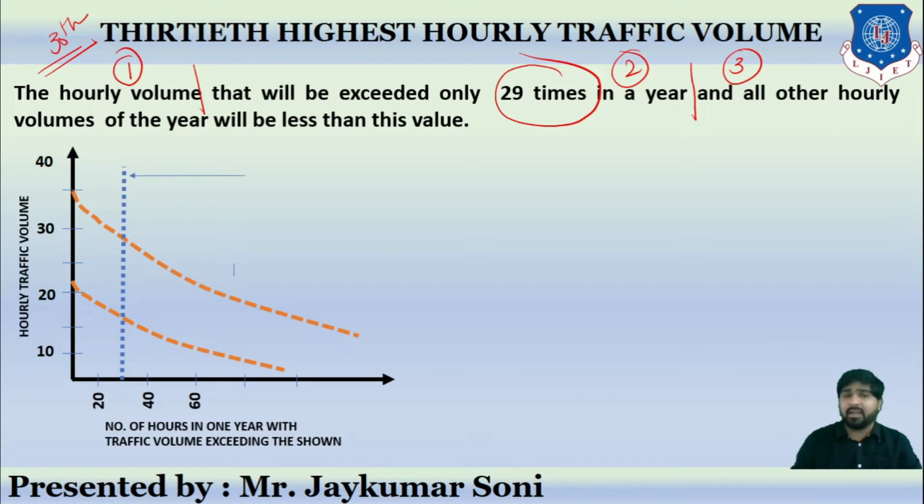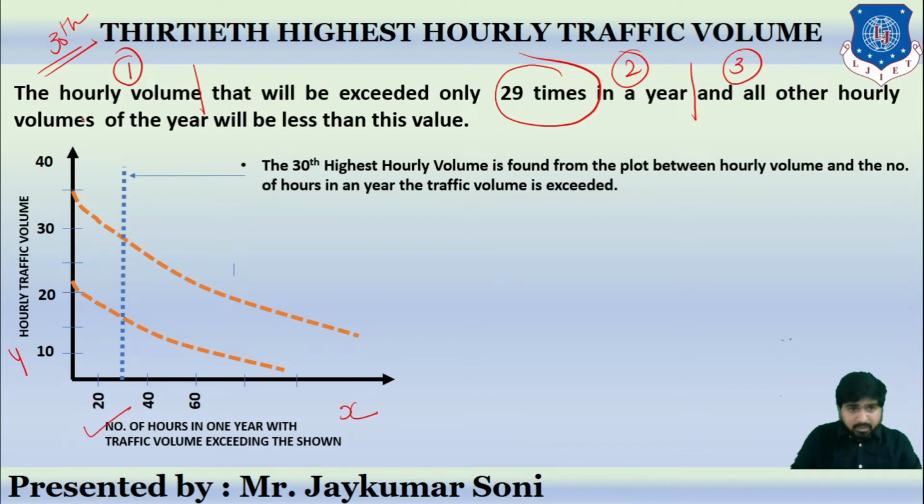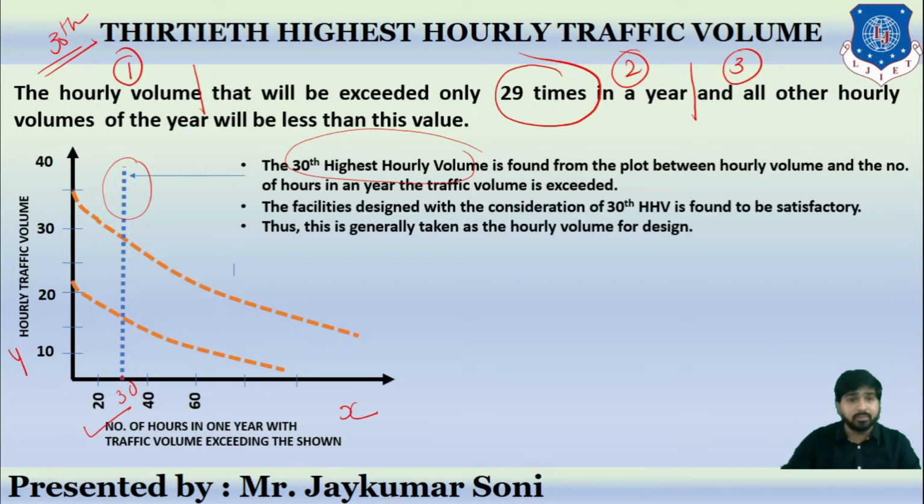In order to get that, we will have to plot the hourly traffic volume on the y-axis and the number of hours in a year on the x-axis. Now you can see there are two lines going on over here. See, this particular point, this is 2040, so this point is the 30th highest hourly volume. It is found from the plot of hourly traffic volume and number of hours, as I have already mentioned.